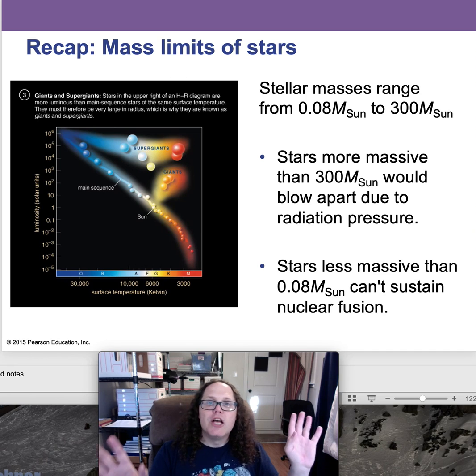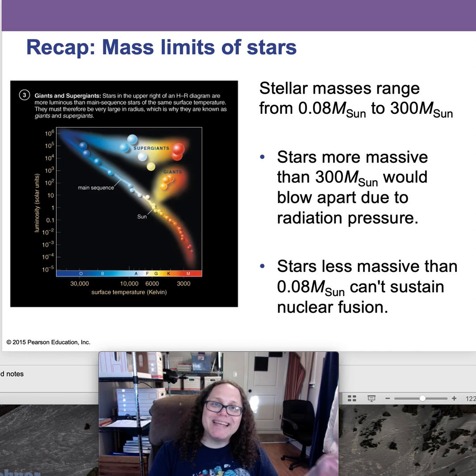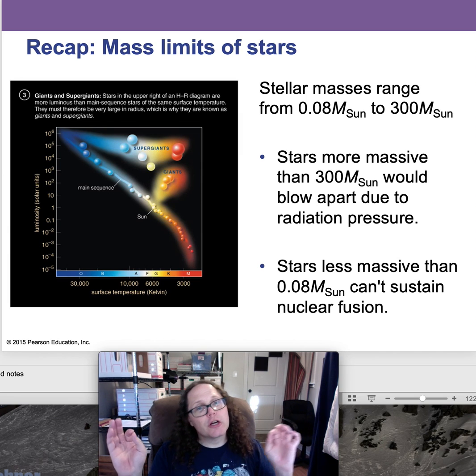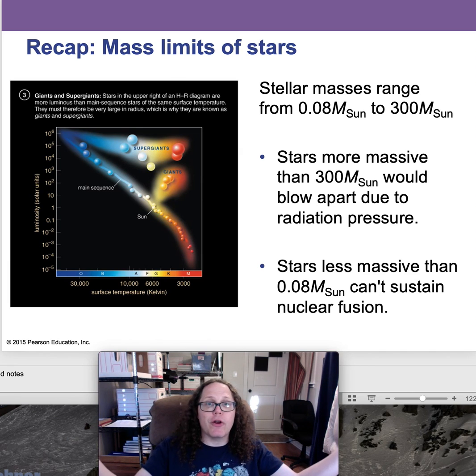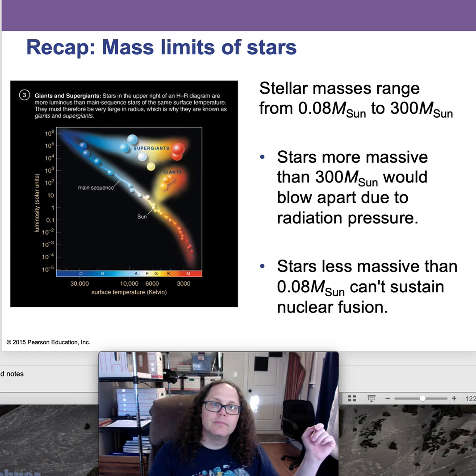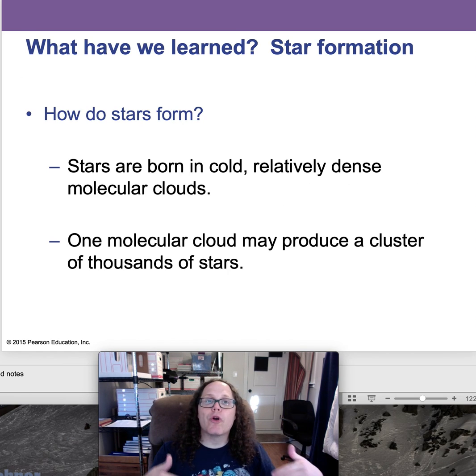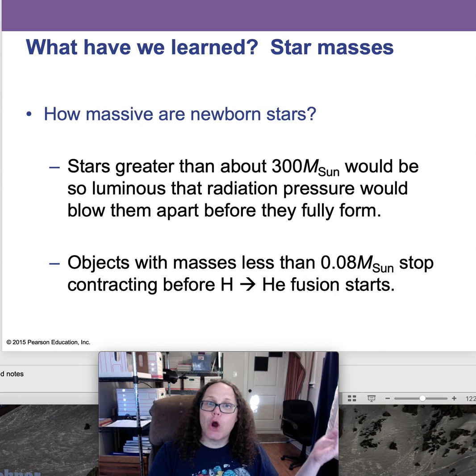So, to recap, star masses range from 0.08 solar masses up to a few hundred. Stars with too little mass can't fuse hydrogen. We call them brown dwarfs. Stars with too much mass blow themselves apart with radiation pressure as soon as they're born. Stars then are born in cool, dense, molecular clouds. One cloud will form thousands of stars, and star masses range from 0.08 to a few hundred solar masses.